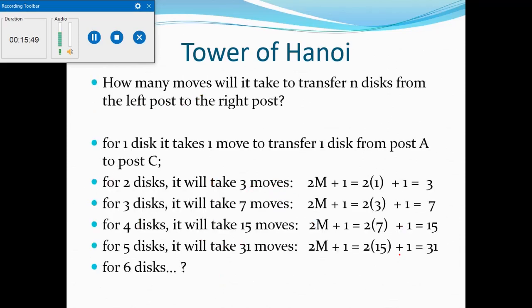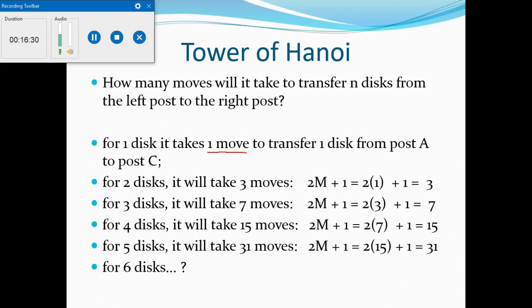How to find the time complexity? How many moves will it take to transfer n disks from the left position to the right position? Now for one disk, how many moves are needed? One move. Obviously, you can directly move in one move. Now for two disks, it should be 2m plus 1, where m is the number of movements for the previous count. I am repeating again in this way. You are looking for two disks, so m would be the number of movements for one disk. Suppose you are looking for three disks, here the m would be the number of movements required for two disks.